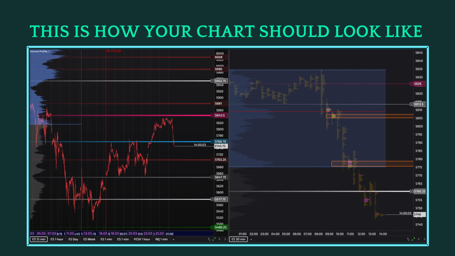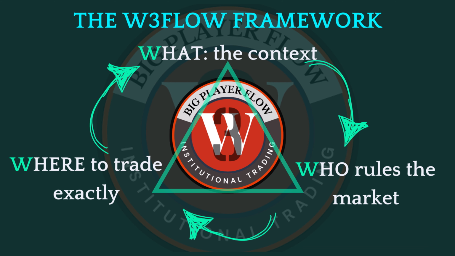Okay, let's move on. In my system, we analyze the 3 W's. The first W is what. Here we analyze the context of the market. By the context, I mean the weekly, daily, 1 hour, and the 15-minute time frame charts. The second W is who. When analyzing the context, we identify the big players: institutions, hedge funds, banks, etc. We identify how big they are, so we know for how long to follow them.